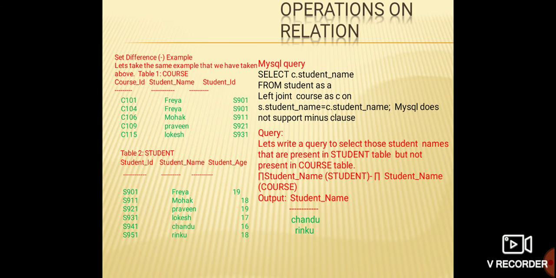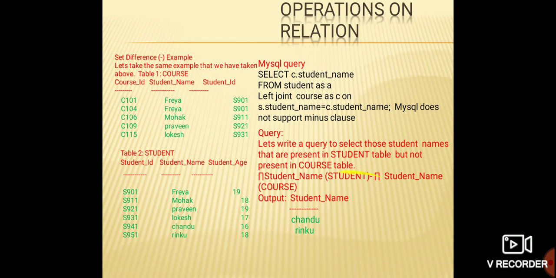Like if you are writing on pen and paper, then you will write: project student name student minus project student name course. What will the output be? The output will be Chandu and Rinku. Only the student table data will be displayed; the course data has been deleted. Chandu and Rinku only will be displayed. Priya, Mohak, Praveen, Lokesh, all these data are common in course also, so these data are deleted from the student table.